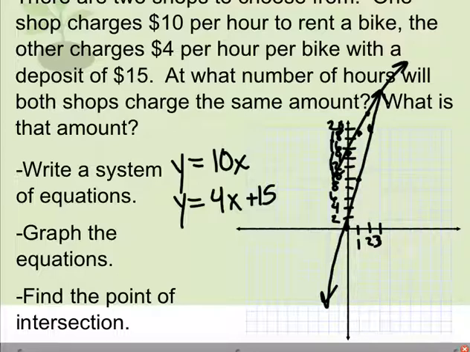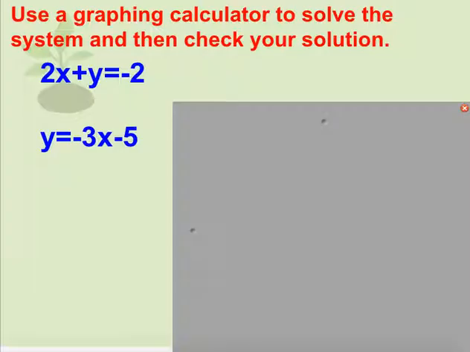Well, when we do it, it's actually going to be between 2 and 3 hours. It's actually 2.5 hours for x. Which means if we have 2.5 hours for x, well, then we see if we plug that into one of our equations, we get $25 for y. And that is the same for both equations.